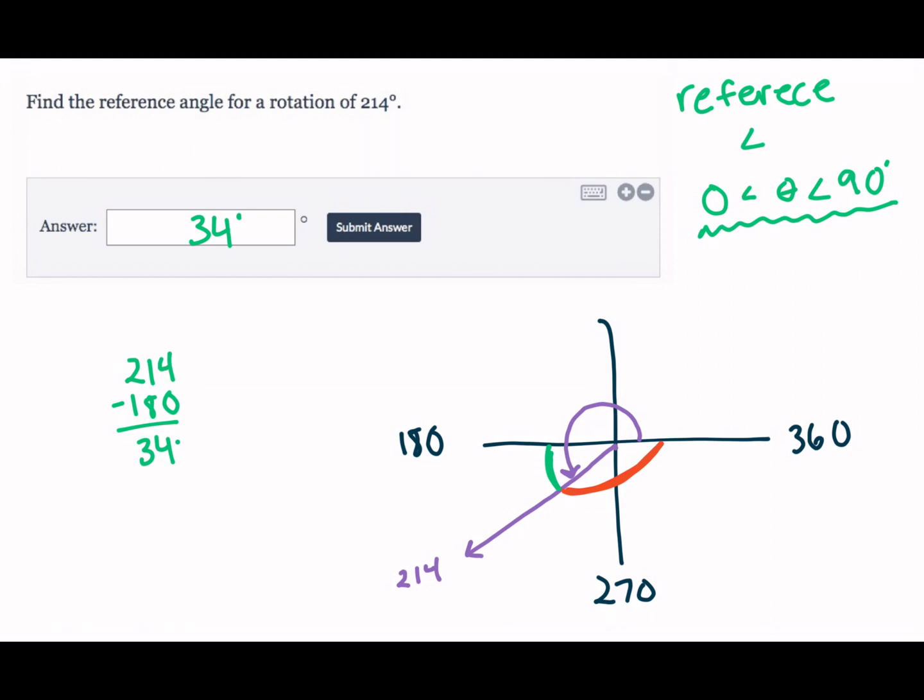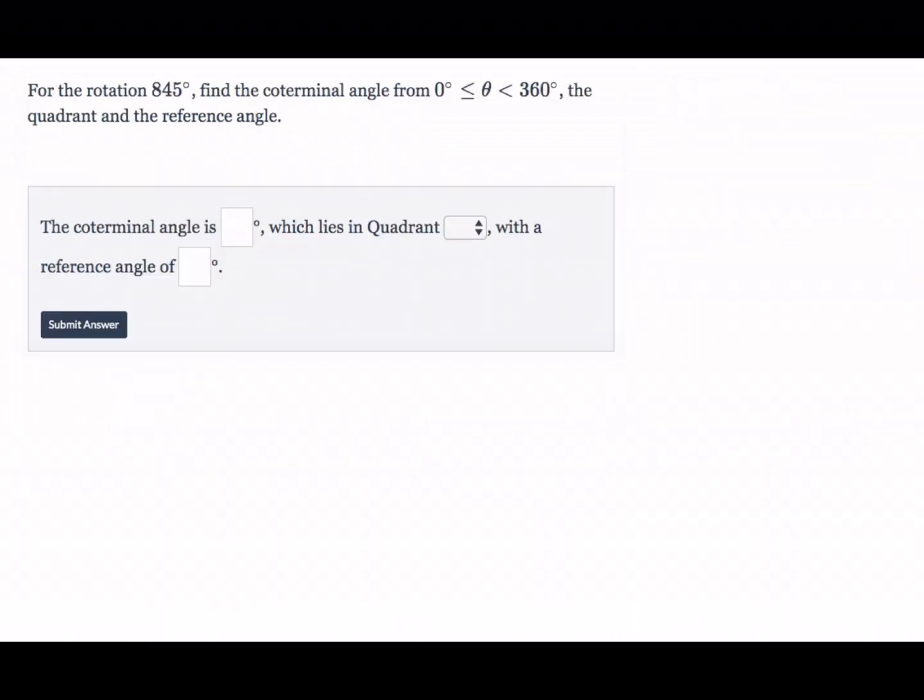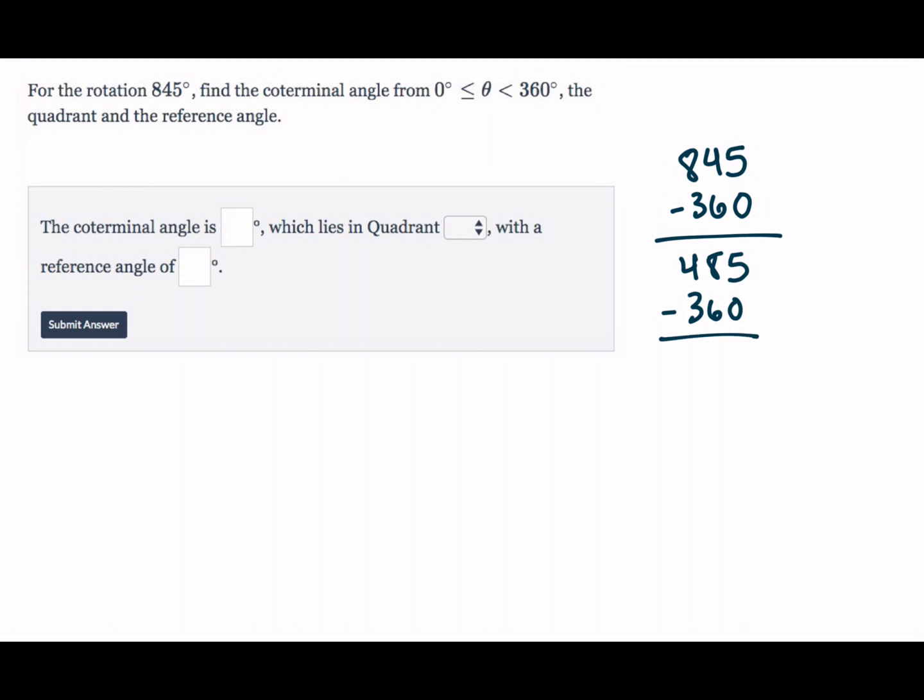Okay, so now let's put all of the material from today together. So this next example, I have an angle of rotation 845 degrees. First I need to find what is coterminal with that. So this is a really big angle. I'm going to start by subtracting 360 away from this angle. So that's still too big, 485. I need to subtract 360 again to see if it gives me a number between 0 and 360. So it does. So this is my coterminal angle, 125.